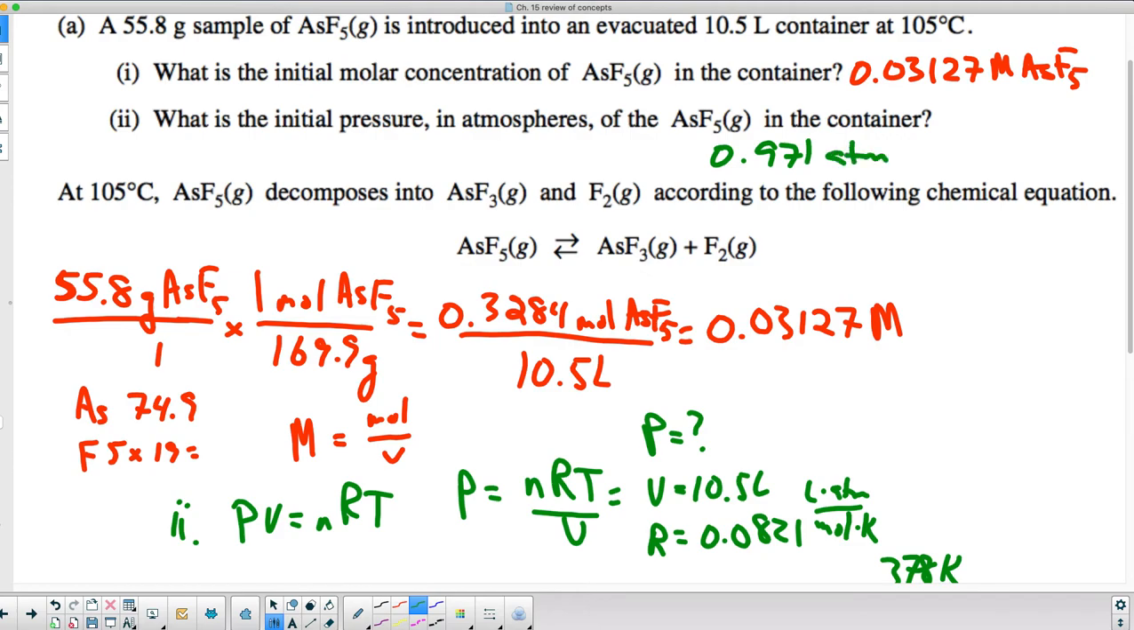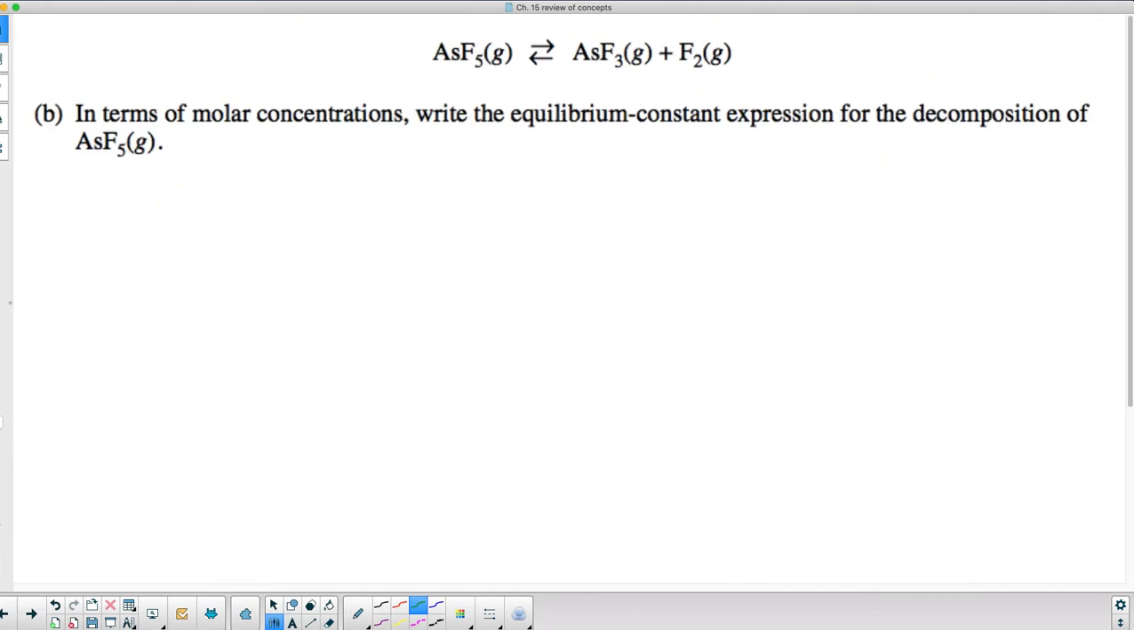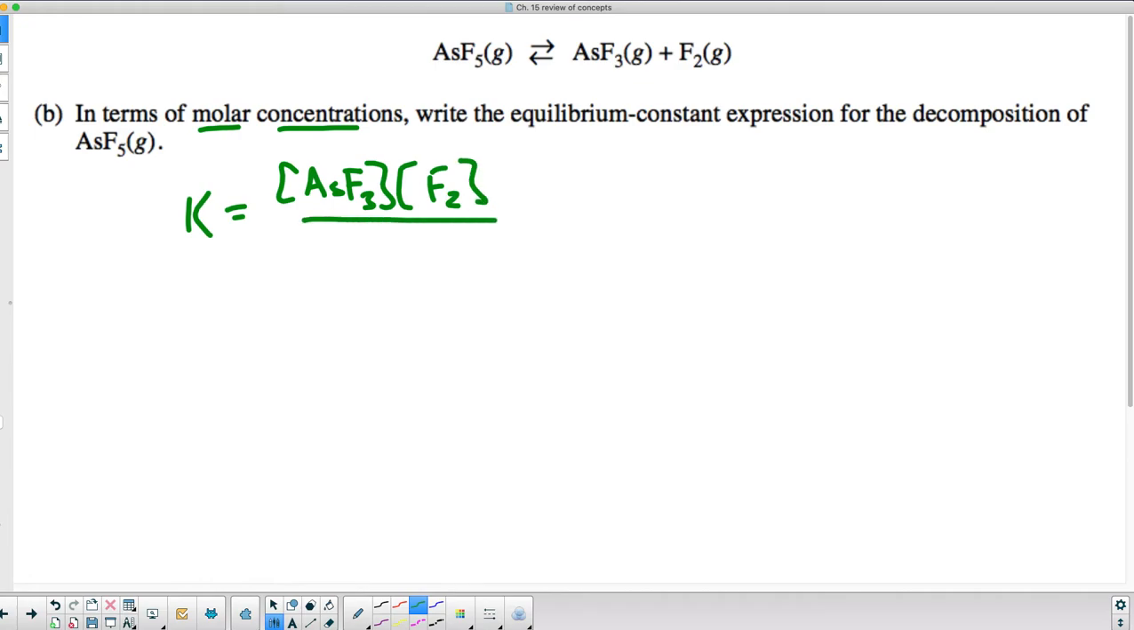Let's continue on. In terms of molar concentration, write the equilibrium constant expression for the reaction. Okay, so they're all gases. We're looking for the molar concentrations, which means my K equals products over reactants, to look like this. Easy. Good. Moving on.